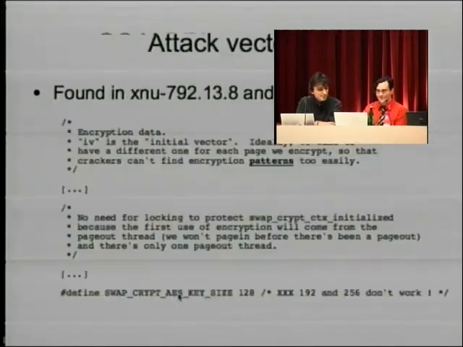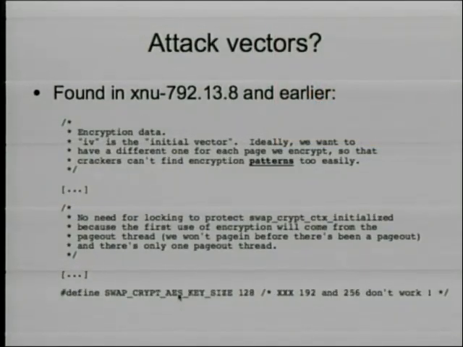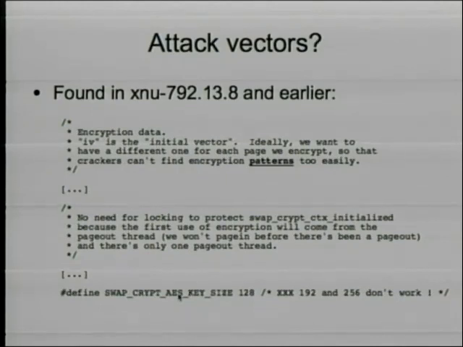Okay, let's go to the next slide. When looking through the kernel, which you can easily get from Apple, you get some really great quotes. These three are excellent. They're really strange quotes. I like how they explain what an IV is. And then they go on to talk about how they didn't want crackers to find their encryption patterns too easily, which I think is kind of funny.